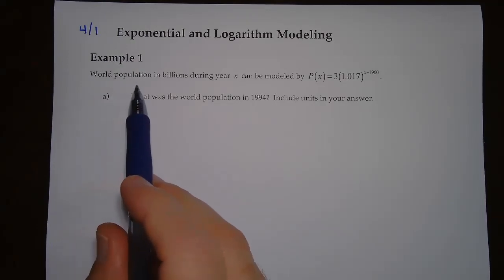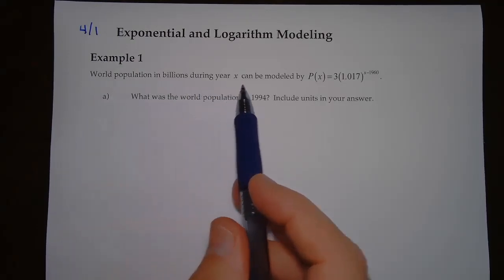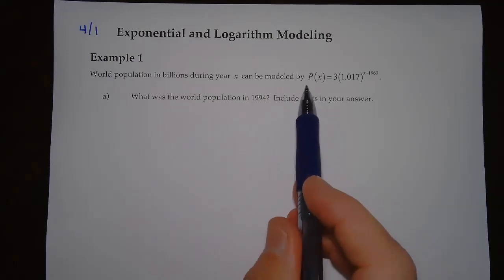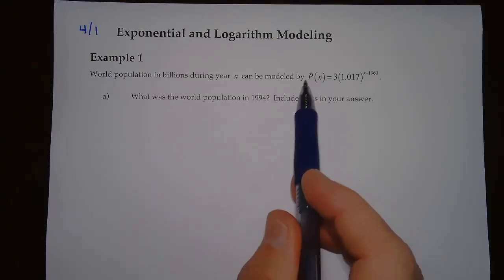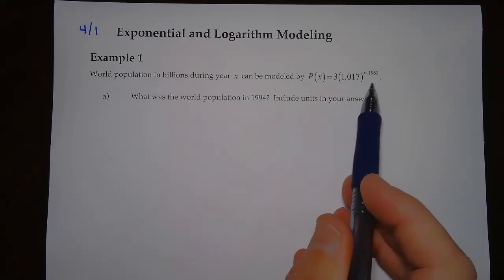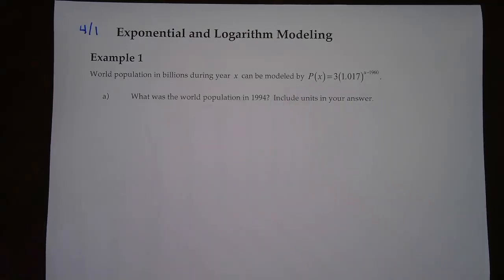World population in billions during year X can be modeled by P of X. So P of X represents the population where X represents the year, and the population is going to be given to us in billions, all right? So if P of X is 3, that actually means 3 billion, okay? If P of X is equal to 7, that would mean 7 billion, okay?